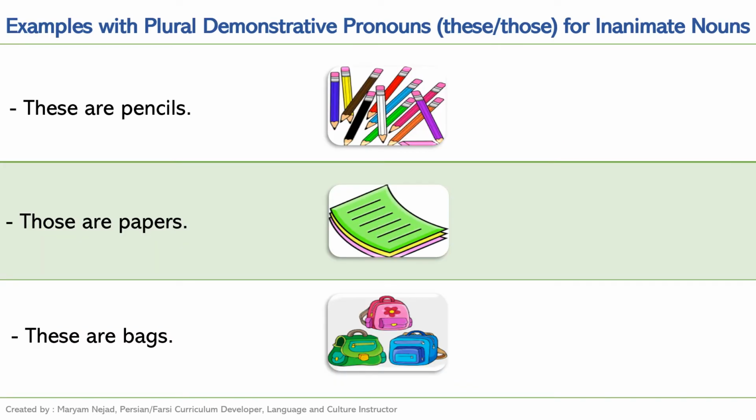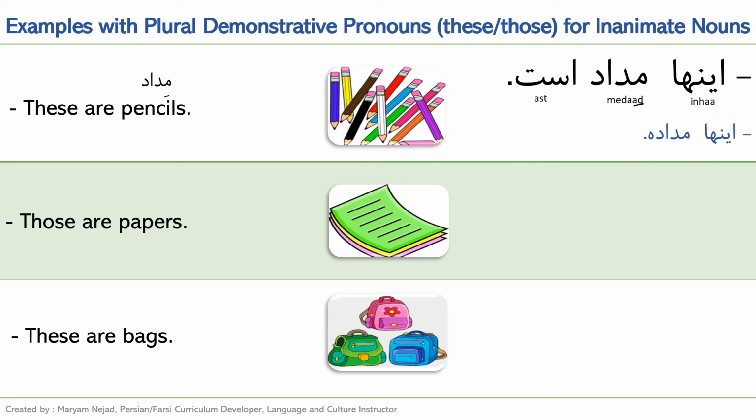Let's see some examples, but with inanimate nouns for now, and then in the next slide, you will see some examples with animate nouns. First here, we want to say these are pencils. Pencil is medad. So it's going to go as inha medad ast. And again, the noun stays singular. And then the informal of this is inha medade. Next one, those are papers.